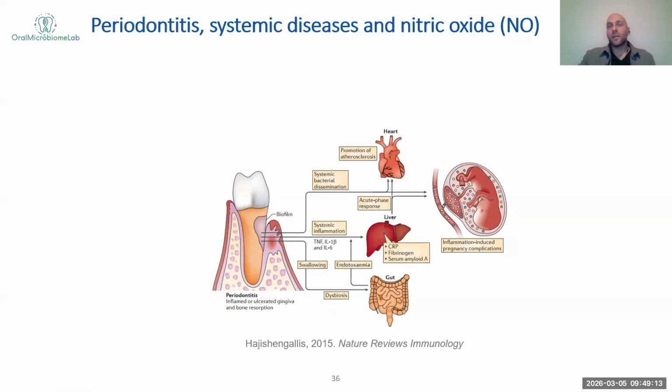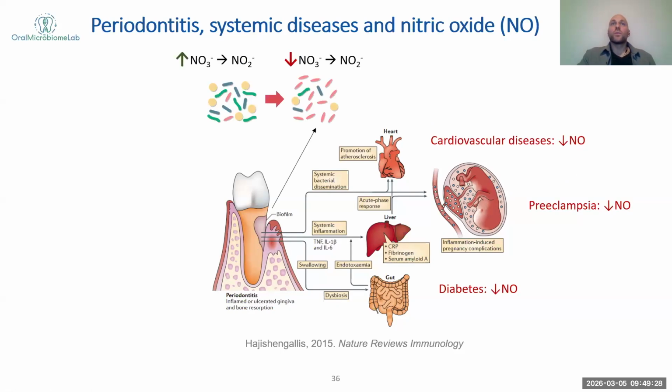But when having a closer look at some of the conditions associated with periodontitis, we notice that a lot of these diseases are also associated with a deficit in nitric oxide availability. So we thought that perhaps an additional molecular mechanism explaining the link between periodontitis and systemic diseases could be the loss of nitrate-reducing bacteria, and therefore potentially losing the nitrate reduction capacity of the oral microbiota.